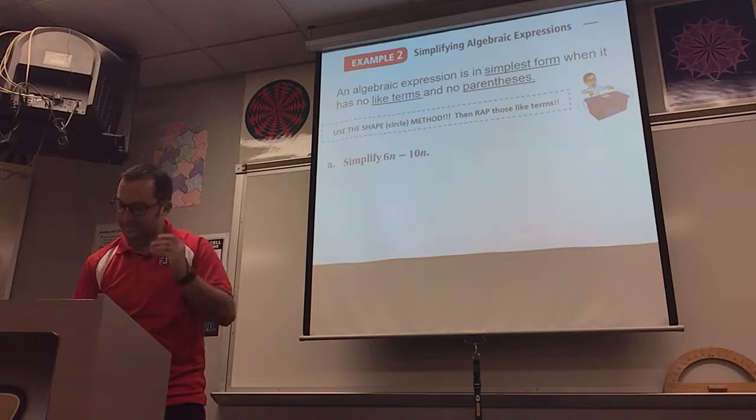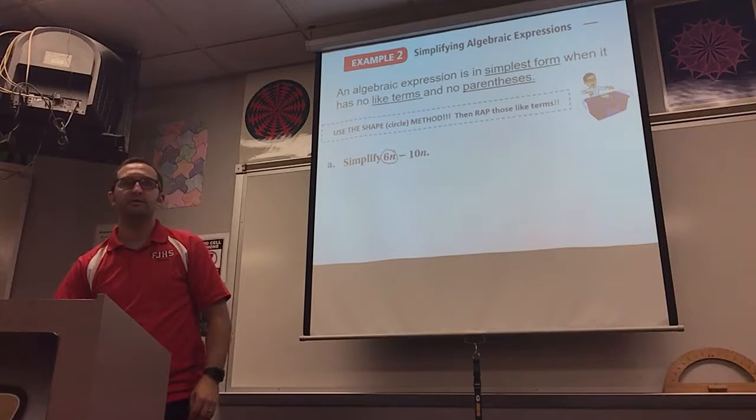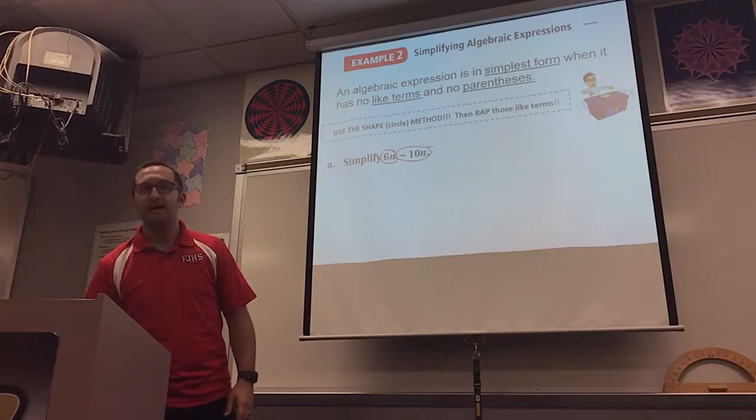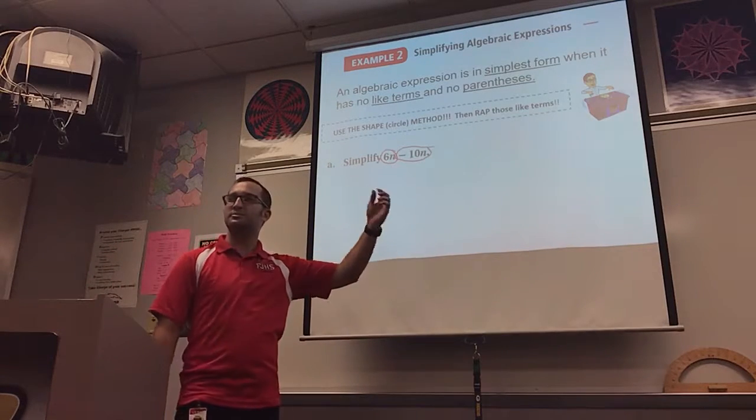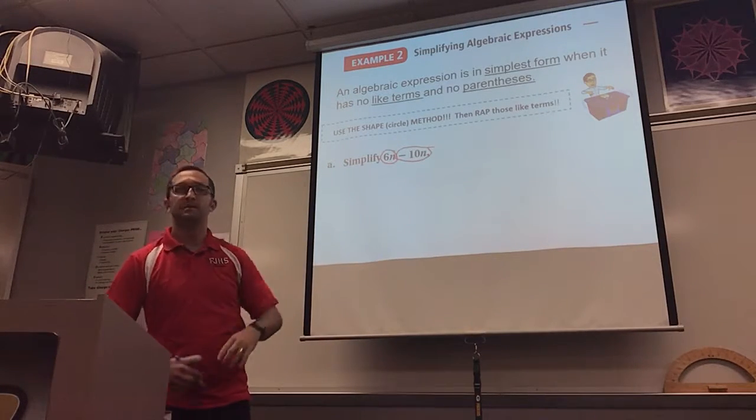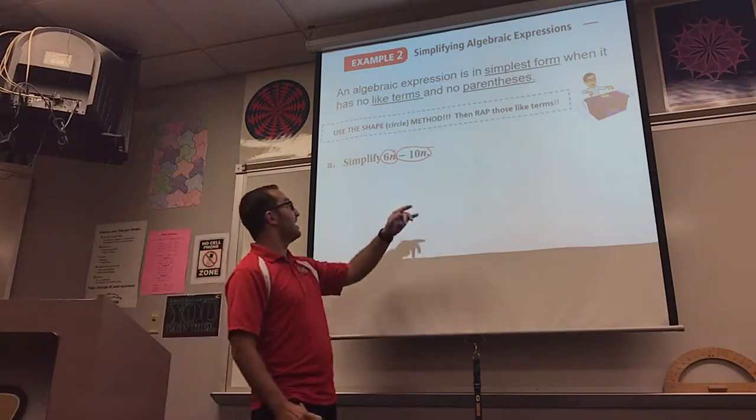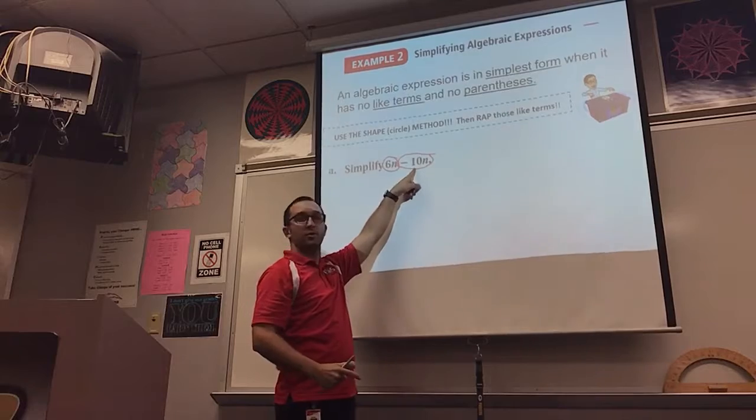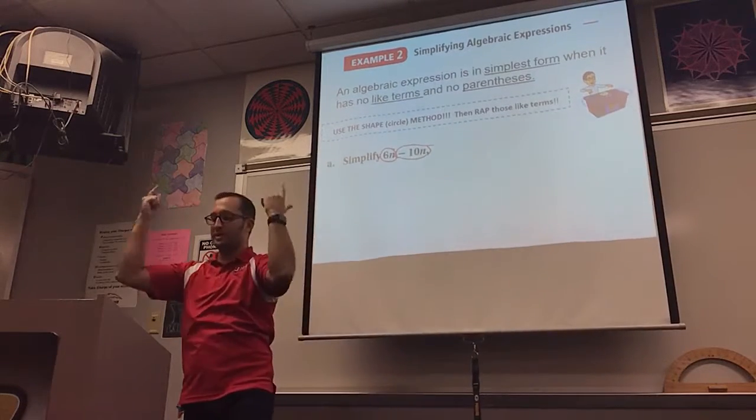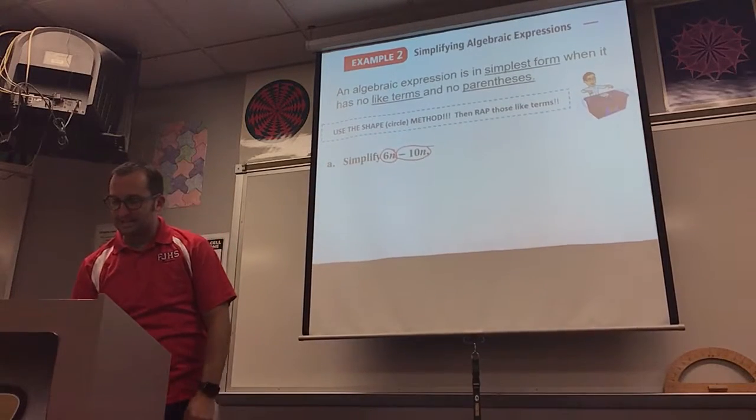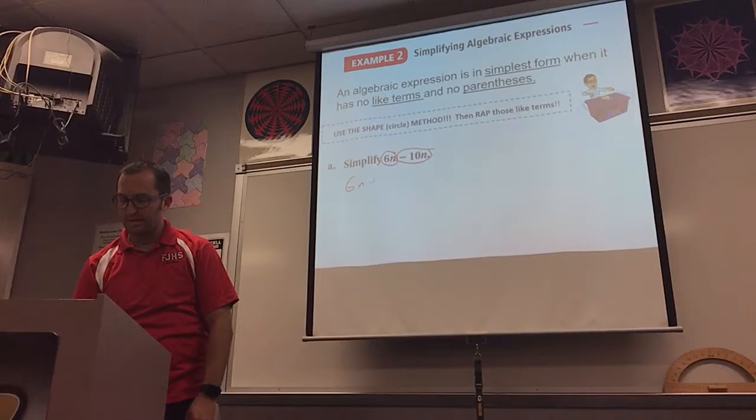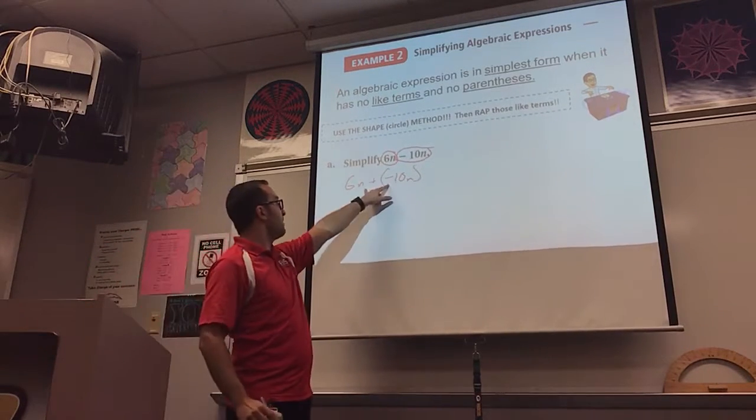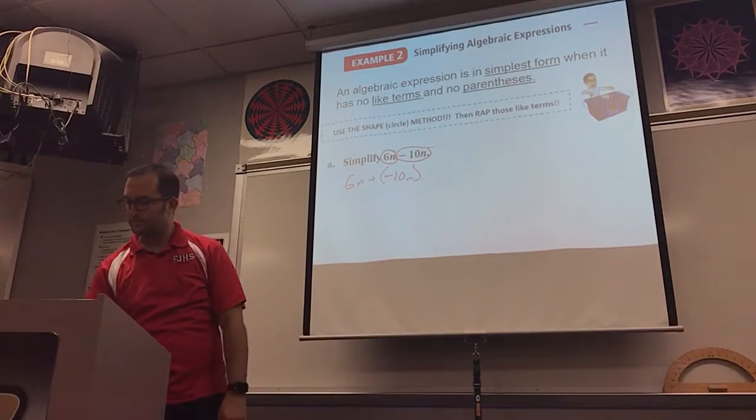So I circle my 6n. Do I have any other n terms? I do. Look at that, negative 10n. All right, I've got some like terms. Let's add wrap those, right? So what am I going to do? I'm going to go same sign, add, different sign, subtract, and keep the sign of the bigger one so we can be exact. So I got 6n plus negative 10n, right? That's a subtraction problem. What's that going to be?